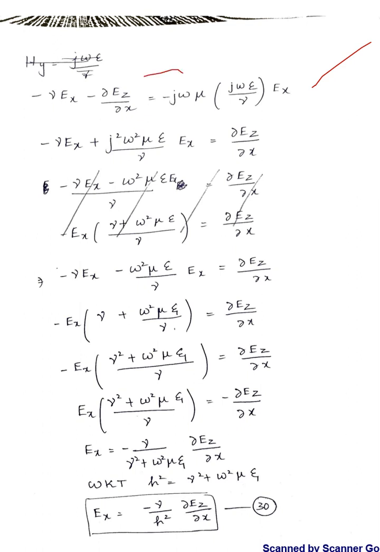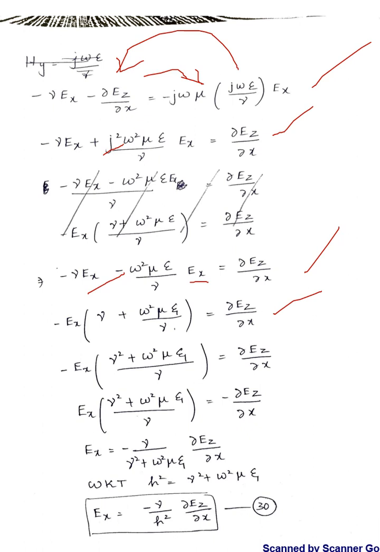I'm going to interchange sides: what I have on the right hand side I bring to the left hand side, and what I have on the left hand side I bring to the right hand side, and I'll get this equation. After that, I just replace j square as minus 1 and write this equation. Then I have Ex here and Ex here, so I take it common and write this equation.